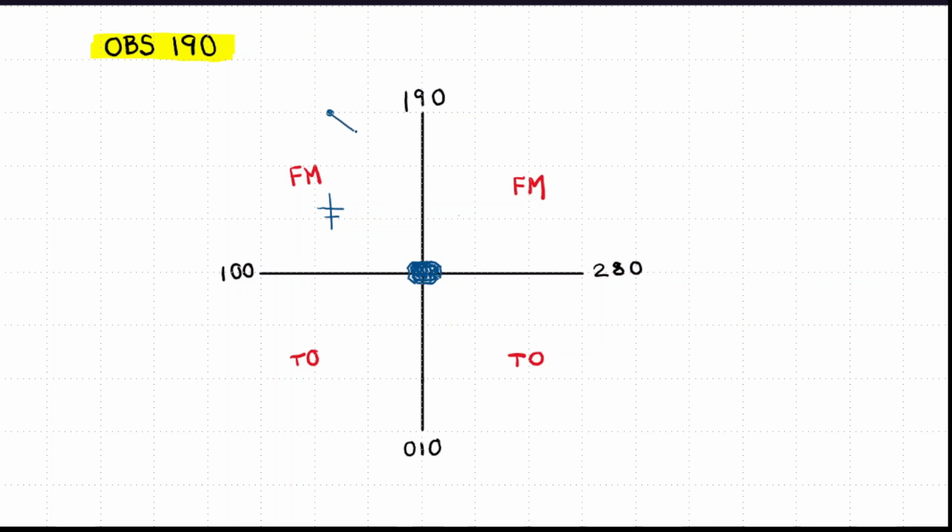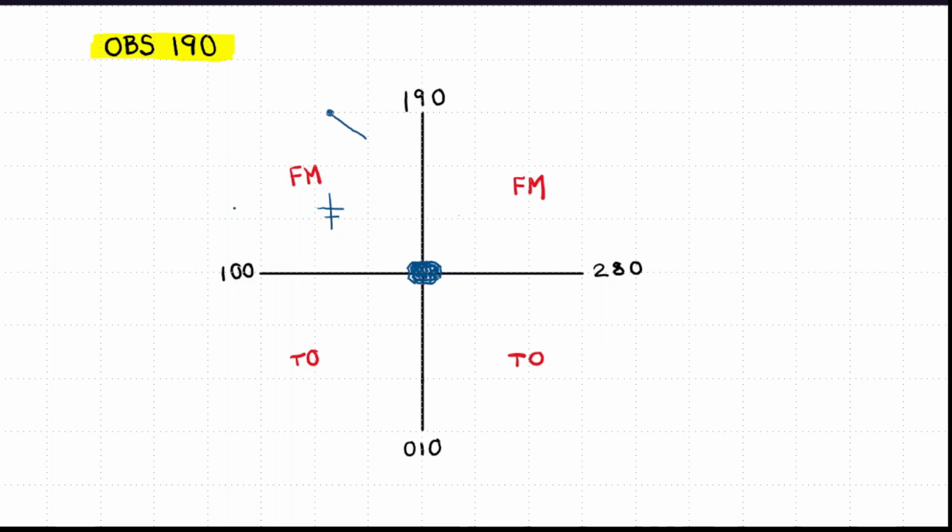So our needle is going to be fully deflected right, like this. And then our flag, is it going to be a from or a to? Well, we already have it set here. It's going to be a from flag, right? So if we were in this quadrant in relation to the 190 radial, we are going to have a from flag. Our OBS is going to be 190, and our needle is going to be deflected to the right.